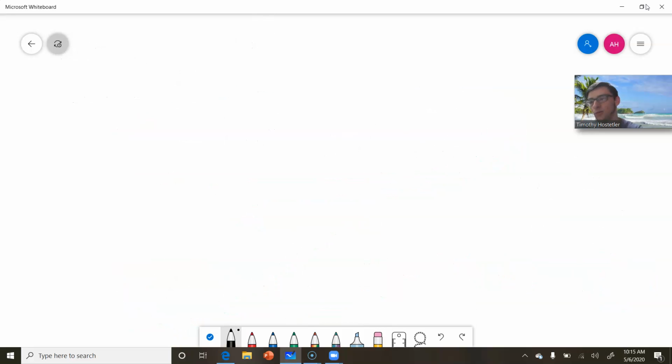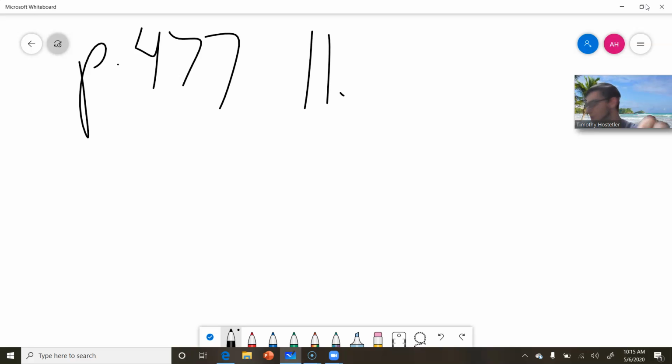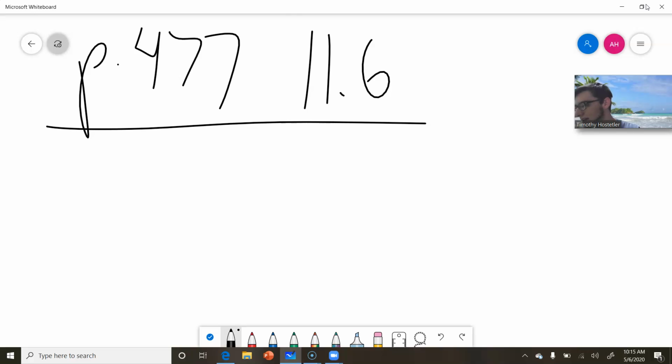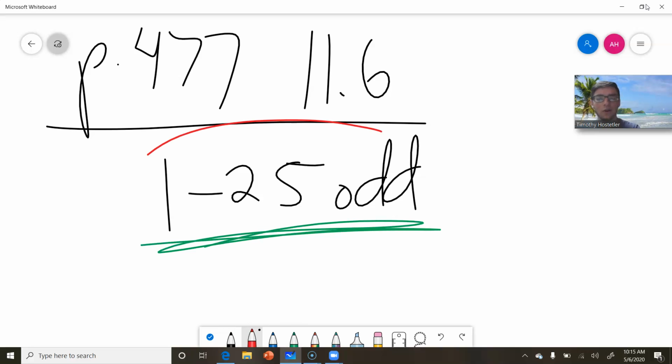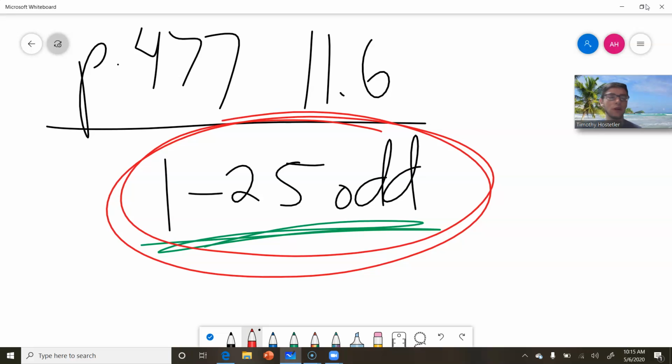We are on page 477. Hard to believe, huh? 11.6, and the homework for today is 1 through 25 odd, okay? 1 through 25 odd. So only about 13 or 14 problems. Shouldn't take you too long. I hope that makes sense. If you get confused, watch my example and look at the book at the same time, or just look at the book. Think about how I went through all those examples, okay?